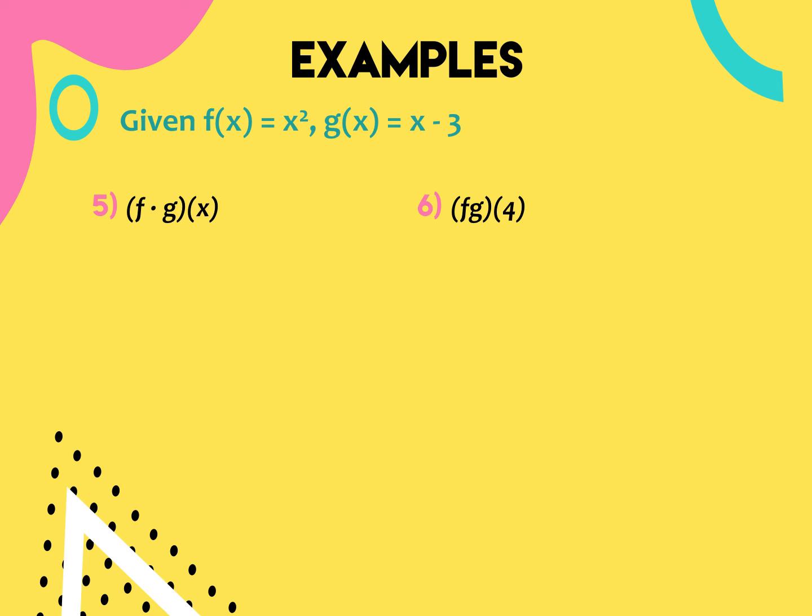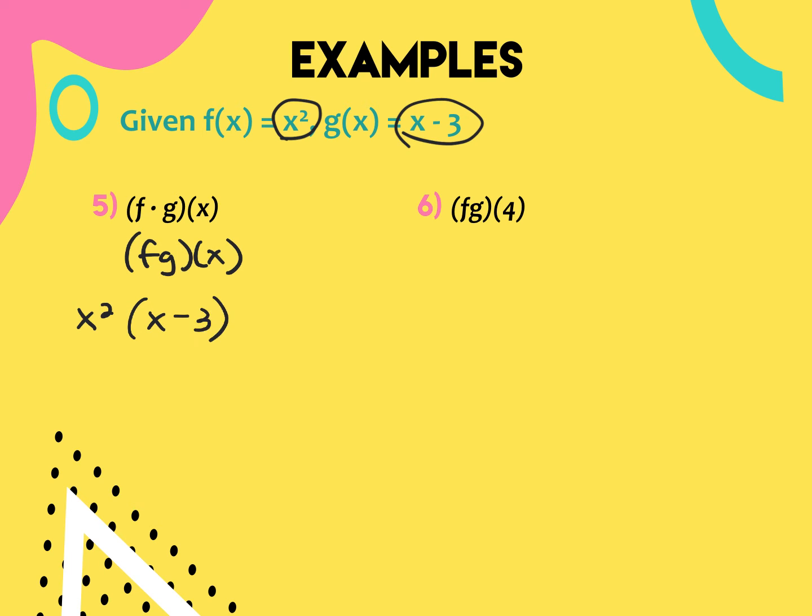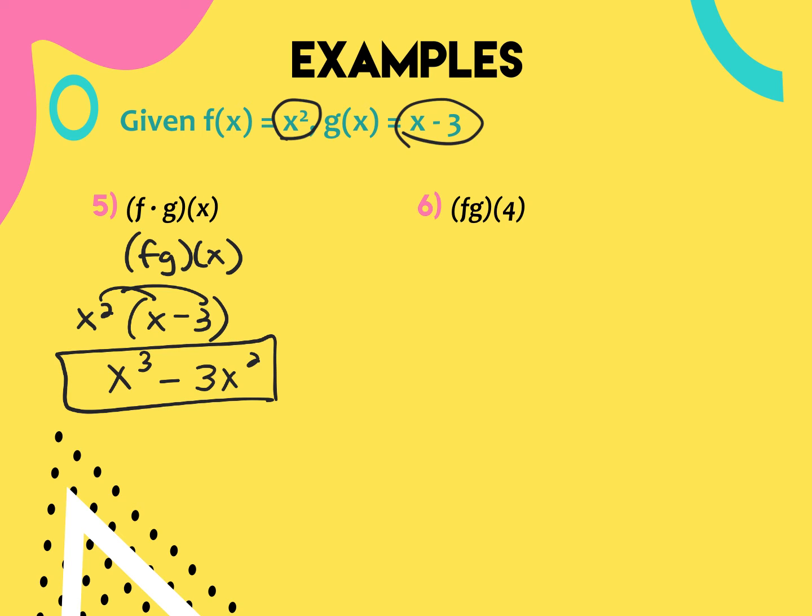All right, now what's 5? What does f dot g mean? Multiply. It would be the same if it said f, g up against each other like that. Those would be the same thing, okay? So now I'm taking f, which is x squared, and I'm multiplying it times g, which is x minus 3. And then what? Distribute the x squared in. So x squared times x is x to the third, and then minus 3x squared. And that's as far as I go with that.